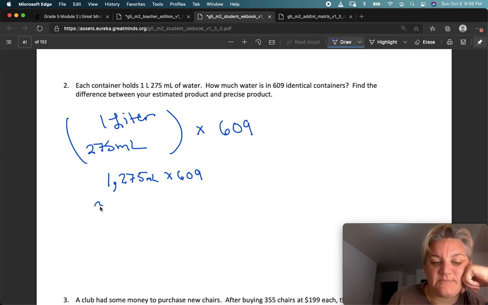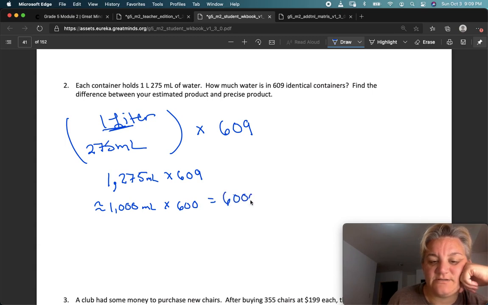And that means that my estimate would be 1,000 milliliters. See, I had to convert this liters to milliliters. Times 600 containers. And that would make my estimate 6 plus 5 zeros. All right, so 600,000. Okay, so I'm going to take my 1 liter and 275 milliliters, because 1 liter equals 1,000 milliliters. And I'm going to multiply it by 609.